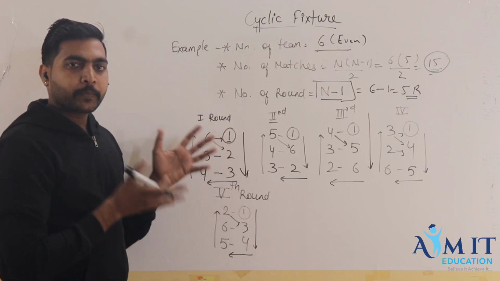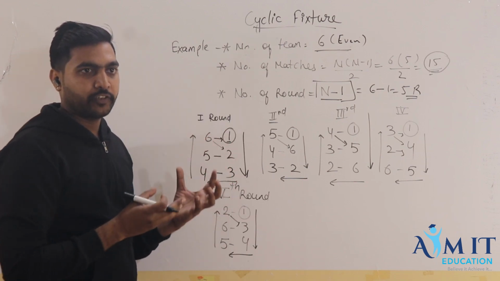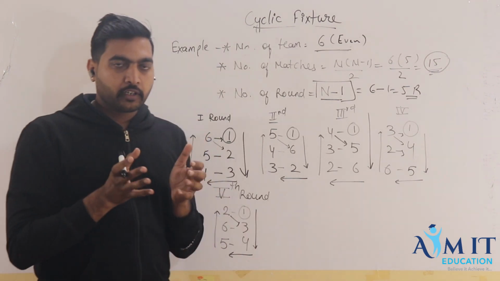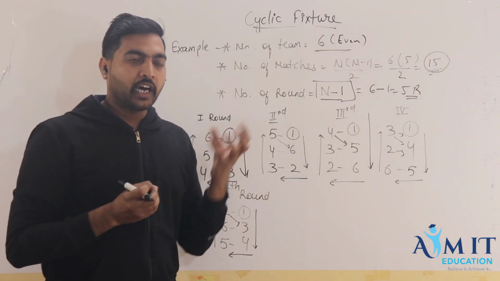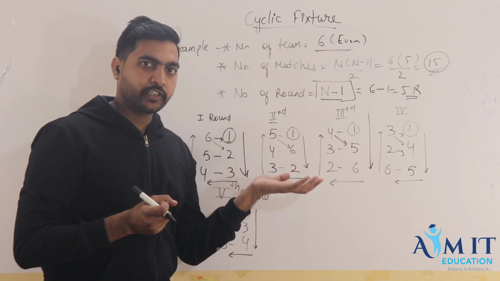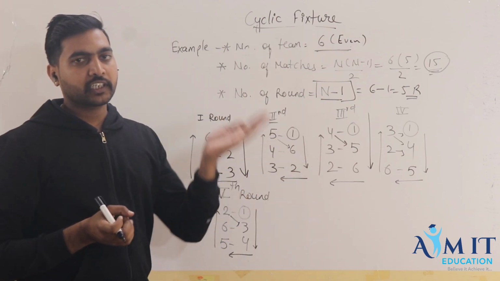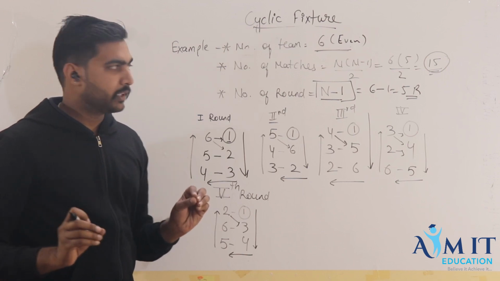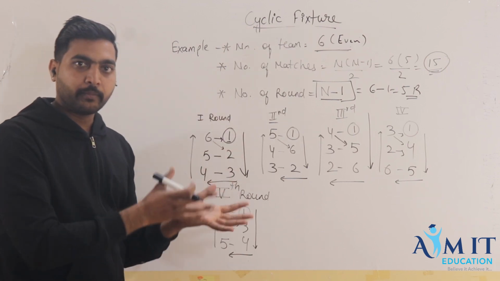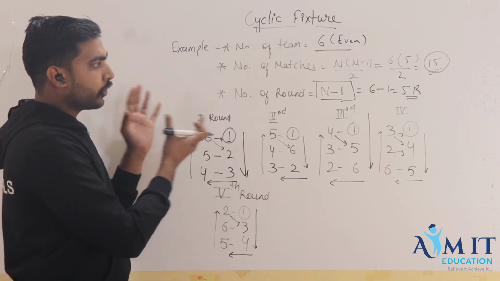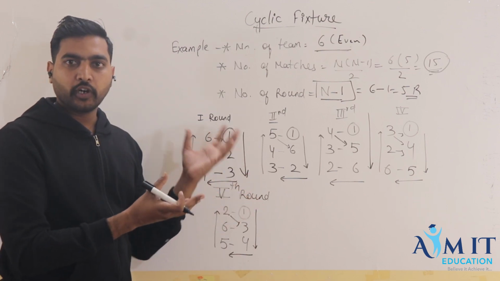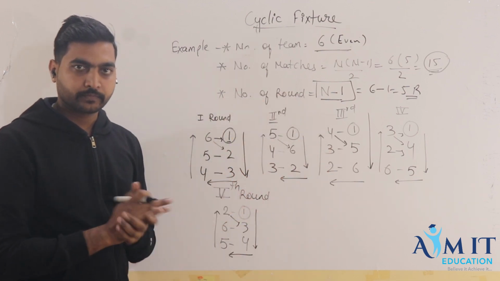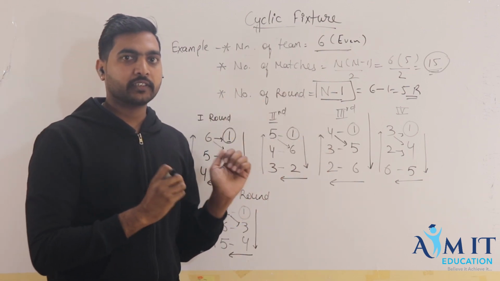So in this manner we draw the cyclic fixture, and now we have learned how to draw it for the condition of odd and the condition of even. Only straightforward questions are asked in the board examination, and this is about a 3 mark or 4 mark question. 1 mark is for your calculation, 2 marks are for your representation. I hope you have learned this topic.